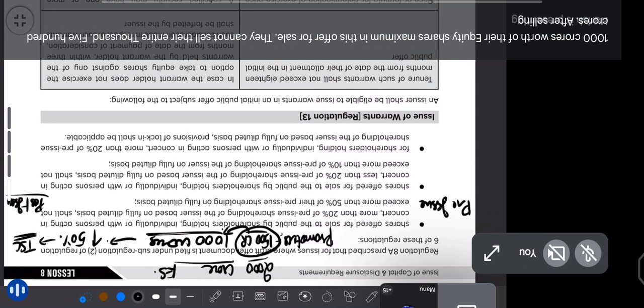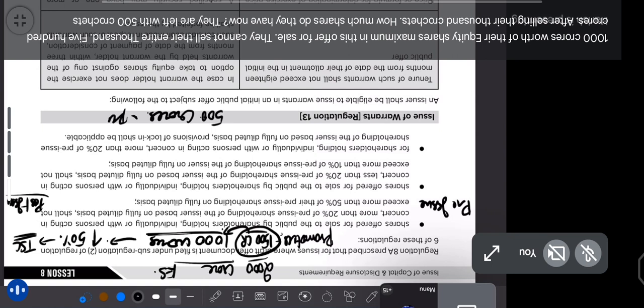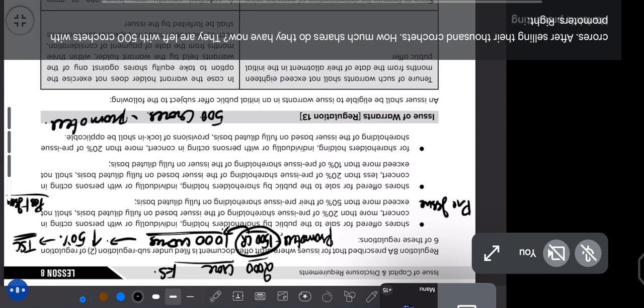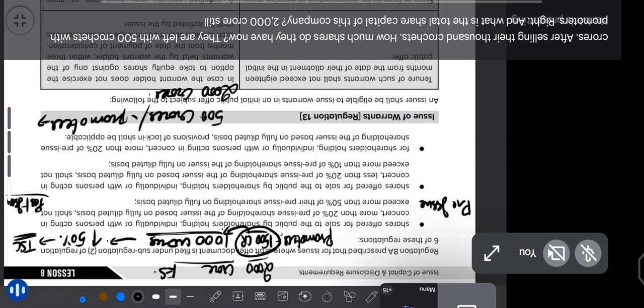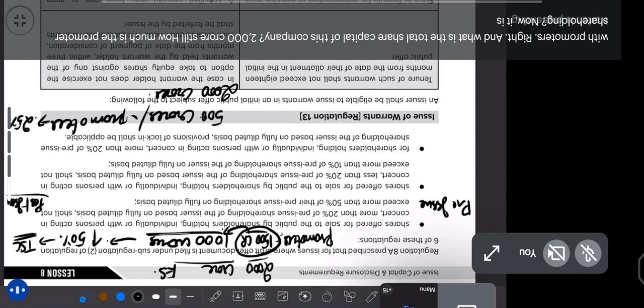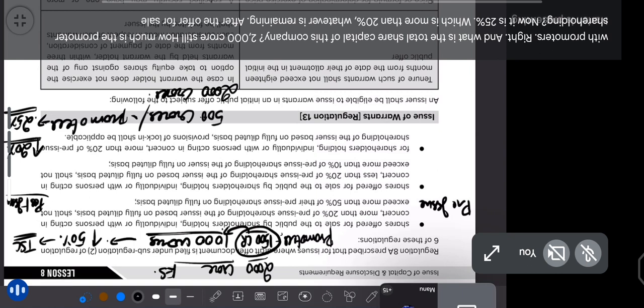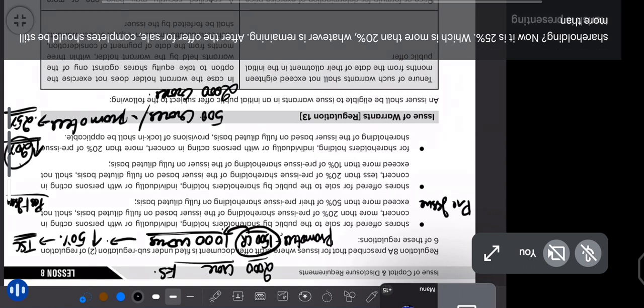After selling their 1,000 crore shares, how much shares do they have now? They are left with 500 crore shares with promoters, right? And what is the total share capital of this company? 2,000 crores still. How much is the promoter shareholding now? It is 25%, which is more than 20%. Whatever is remaining after the offer for sale completes should still be more than 20%. That is how you should read this particular regulation. Clear?